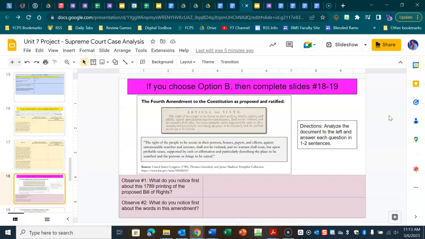Observation question number 1, what do you notice first about the 1789 printing of the proposed Bill of Rights? Observe number 2, what do you notice first about the words in this amendment?